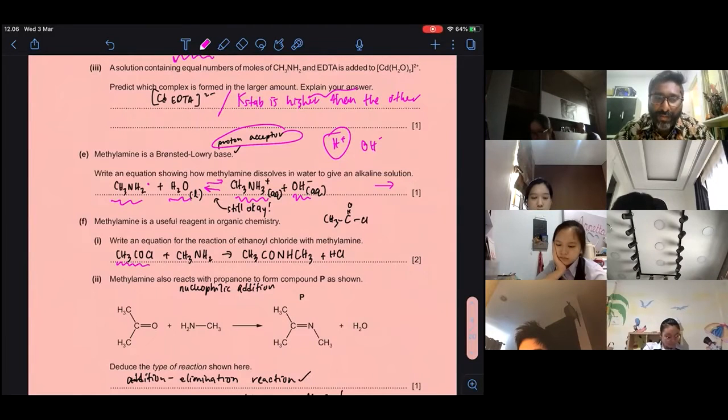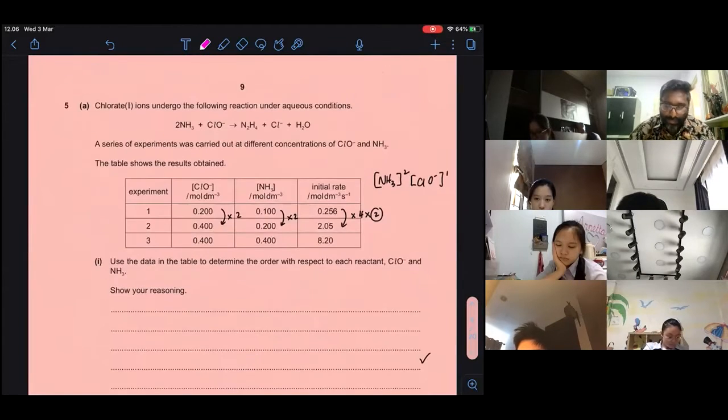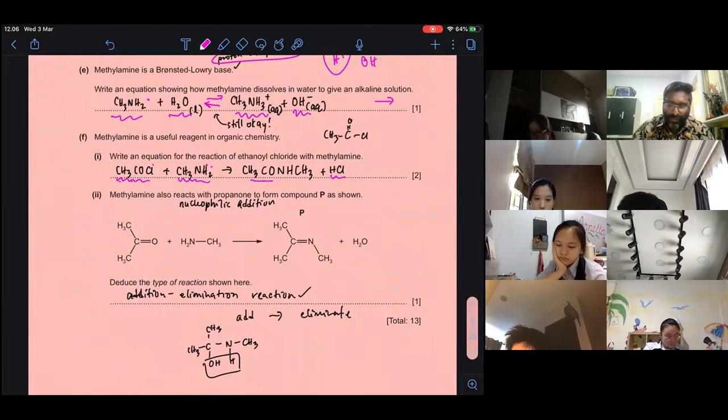This is ethanoyl chloride, and this is going to be methylamine. And then what will happen? One of the hydrogens will join with the Cl to give you HCl. So the rest is CH3CO, and it will join with one of the hydrogens here, the nitrogen. When they join with the nitrogen, you are left with this. So that is going to be the equation.